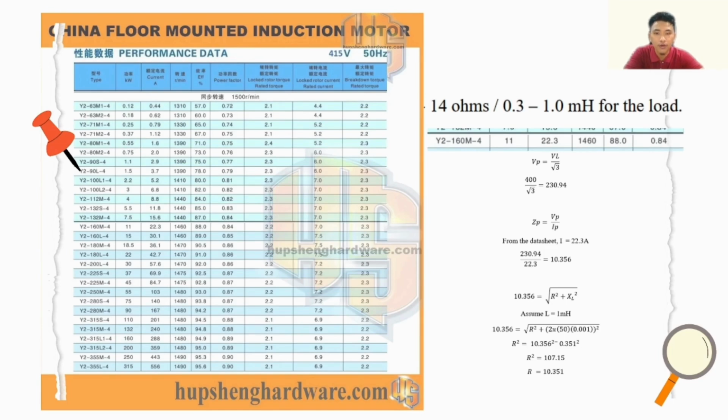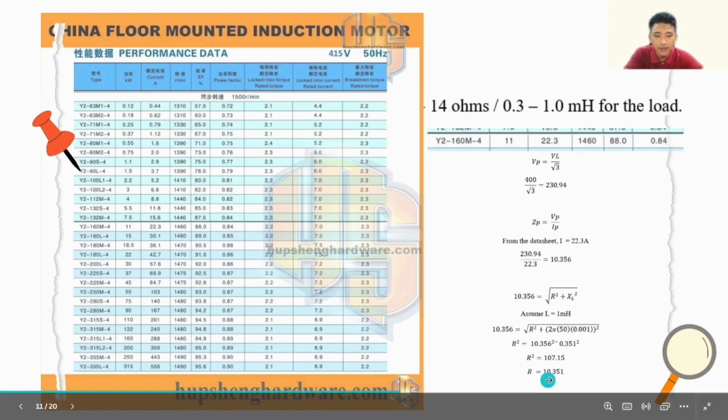Design for components, which is from our datasheet. For the load, we have chosen an 11 kilowatt three-phase motor, and the data we get from this table of typical three-phase motor data. We get the current from the datasheet, which is 32.3 amp, and also a power factor of 0.84. From this data, we can assume the inductance and work through the calculation to get the value of R.